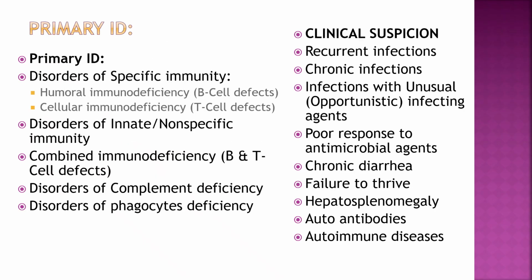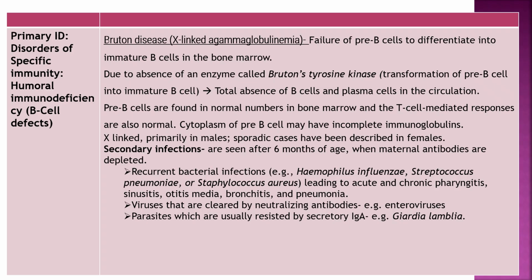Primary immunodeficiency. It is a disorder of specific immunity. It can be humoral immunodeficiency, B cell defects, or cellular immunodeficiency, T cell defects. Then disorders of innate or non-specific immunity, combined immunodeficiency with B and T cell defects, disorders of complement deficiency, and disorders of phagocyte deficiency. Clinical suspicion arises because of recurrent infection, chronic infection, infection with unusual opportunistic agents, poor response to antimicrobial agents, chronic diarrhea, failure to thrive, hepatosplenomegaly, autoantibodies, and autoimmune diseases.